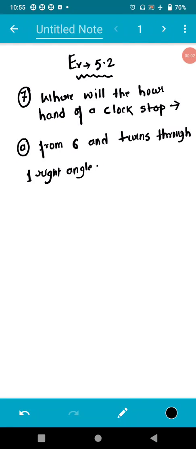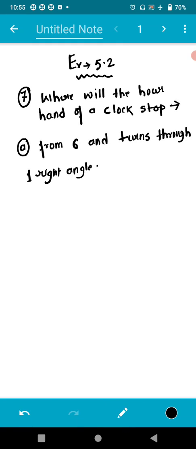Hello students. Now in today's session I will explain question number 7 of exercise 5.2. So we have 4 sums under question number 7. So let us check what is there in question number 7. Where will the hour hand of a clock stop if it starts from 6 and turns through 1 right angle?